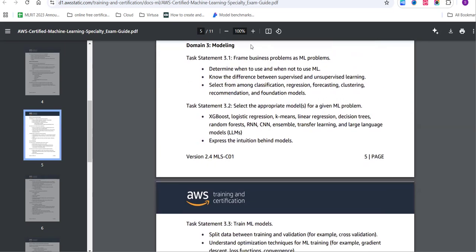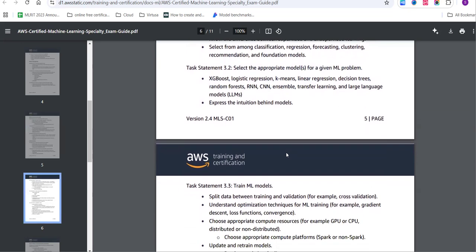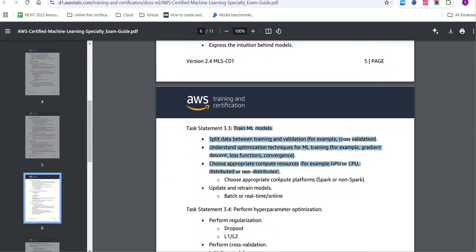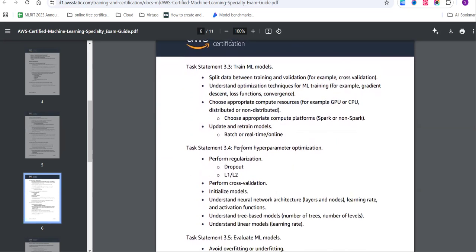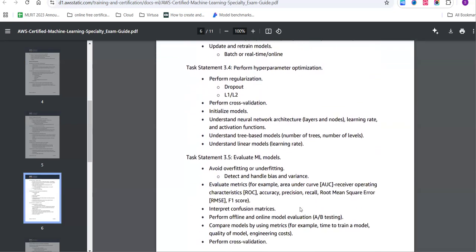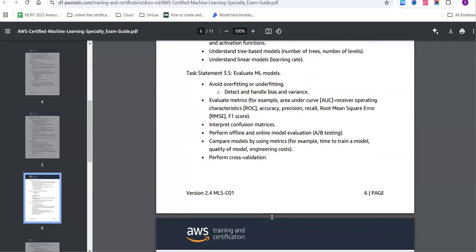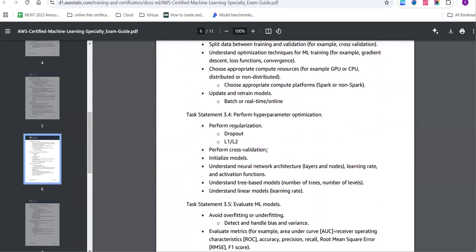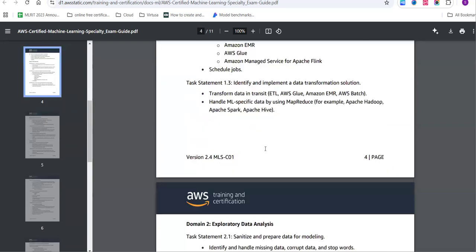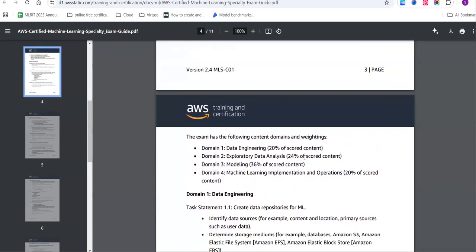So this is about domain 3. We need to understand the problem statement and select the specific ML model that we require. And we need to train our model based on our requirements, and we need to perform some optimization by using the parameters, and we need to also evaluate that model whether it's good or not for our requirement. So all those things will be covered in this domain. That's why the score here is more, that is 36%.